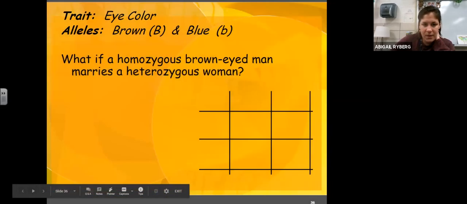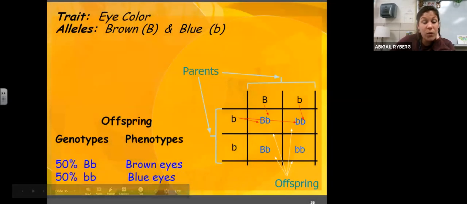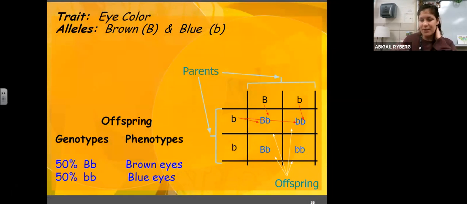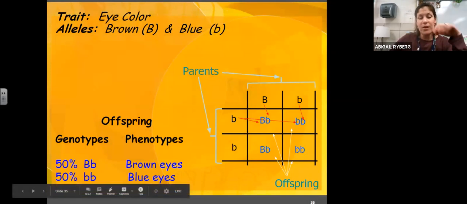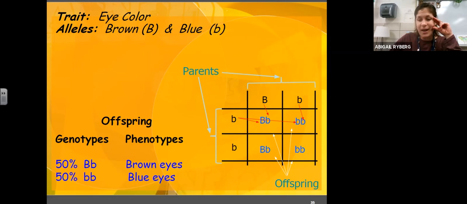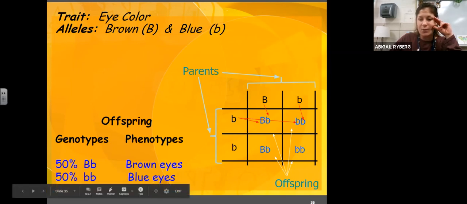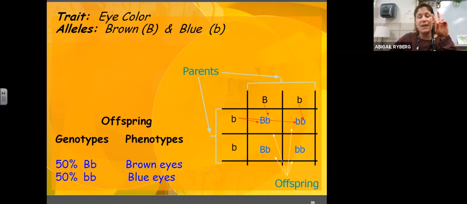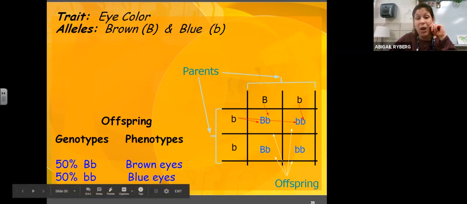So, when we look at the offspring then, and remember this is just a prediction, we're going to predict that 50% of their offspring here are going to be big B, little b, and 50% of their offspring will be little b, little b. Little b, little b will be blue eyes because they have 2 recessive alleles. And then the heterozygous individuals are going to have brown eyes because they have at least 1 dominant allele.